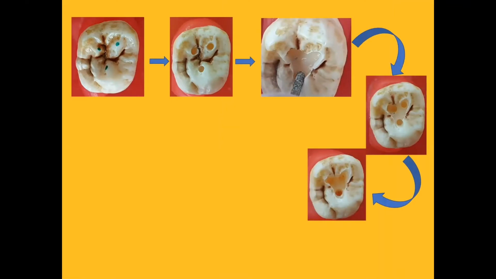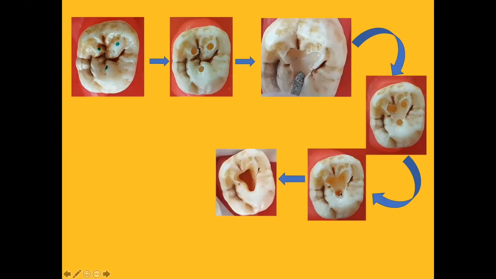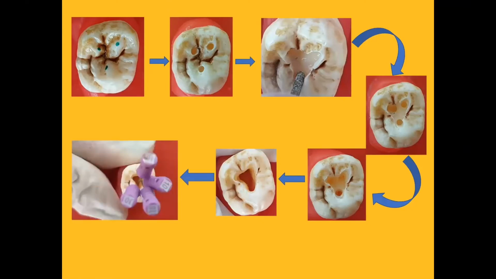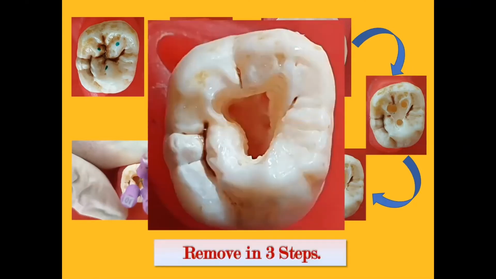Here you can appreciate that we have almost penetrated the roof of the pulp chamber. So once that is done, we need to completely de-roof the pulp chamber. And by here, we also gain a straight line axis. So it is just completely de-roofing the pulp chamber in just 3 easy steps.